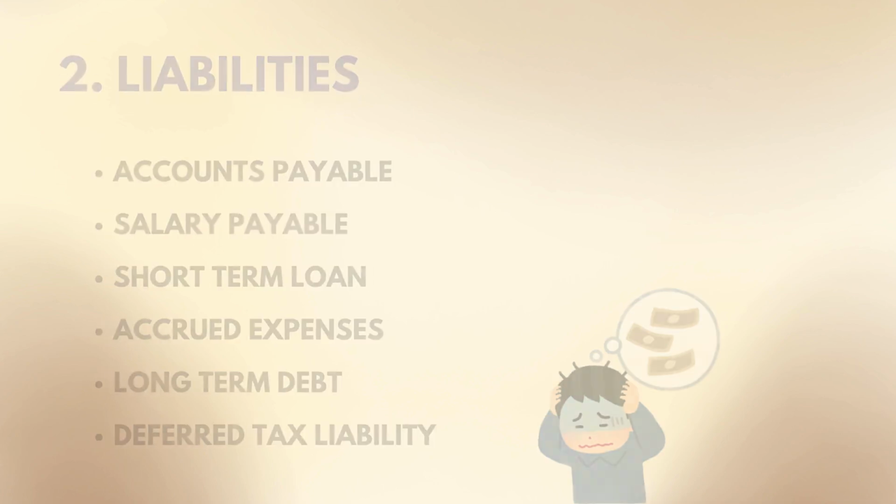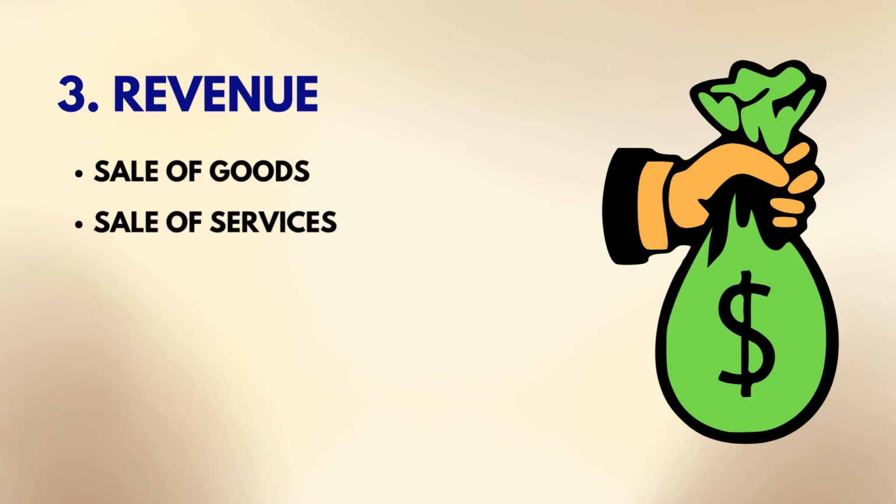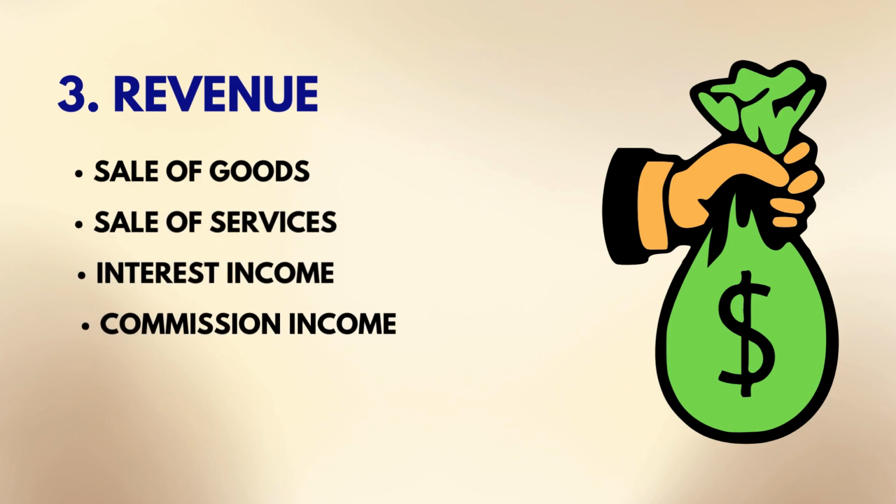Third is revenue. Revenue is the value of goods and services sold and recognized by a company during a period. Revenue may also include the income that is not directly related to the core business operations. Thus, revenue may be from sale of goods, sale of services, interest income, commission income, etc.